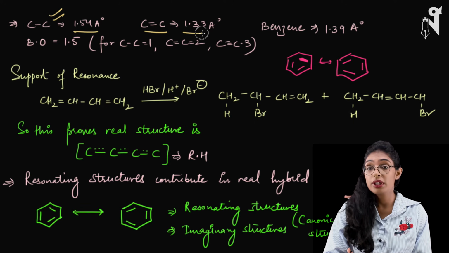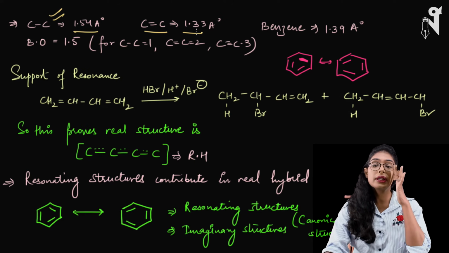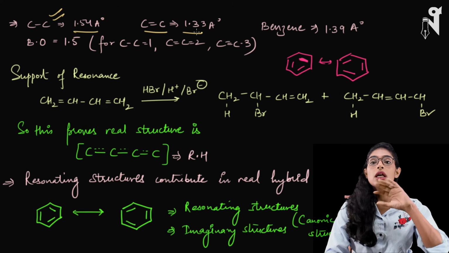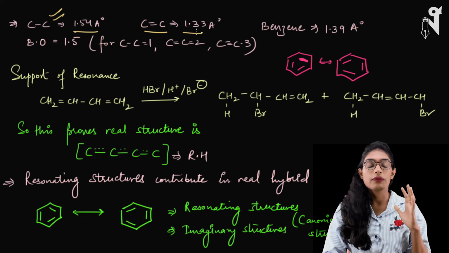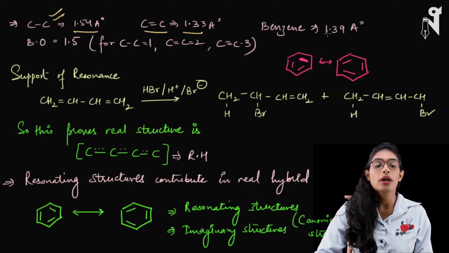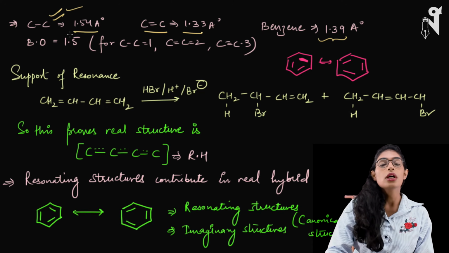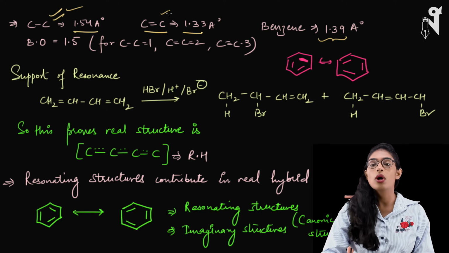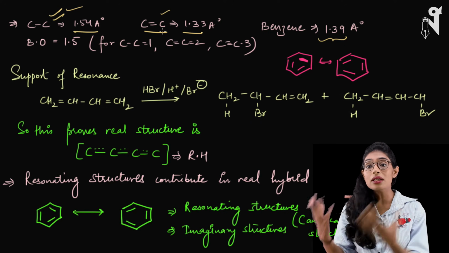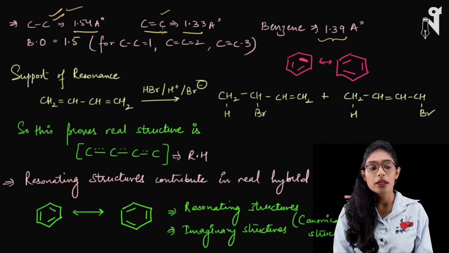Double bond 1.33. But when we saw the carbon-carbon bond length in benzene, the bond length came out to be 1.39 Angstrom, which is neither the single bond length nor the double bond length. That means the bond is neither completely single nor completely double.